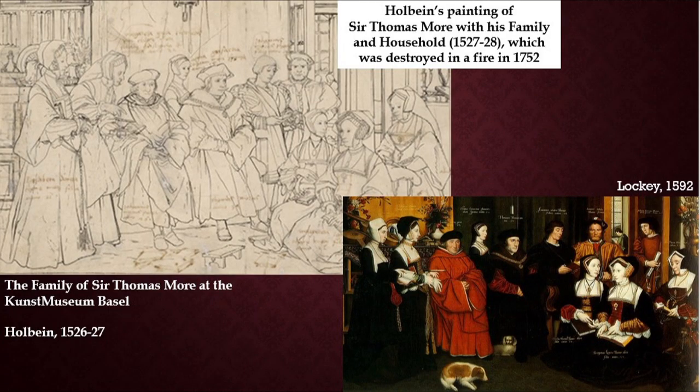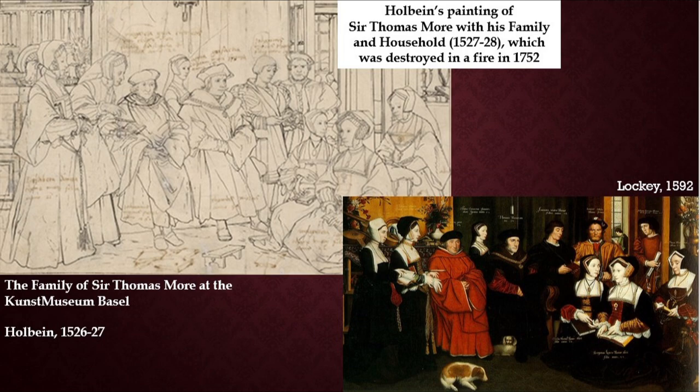One of the first portraits that Holbein painted in England was the family portrait of Sir Thomas More, along with his household, from about 1527. Holbein's original painting was destroyed in a fire in 1752.